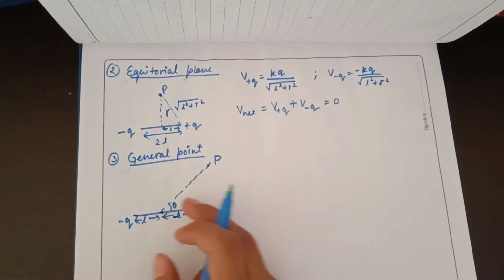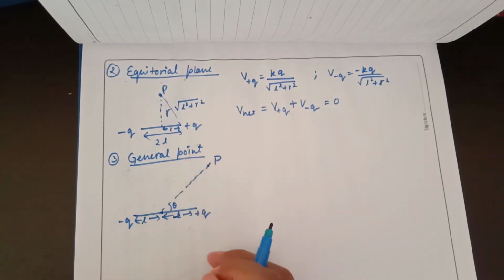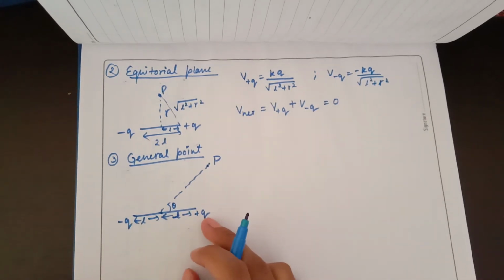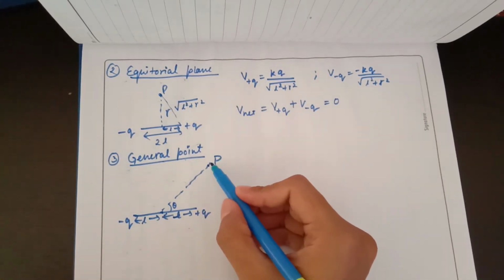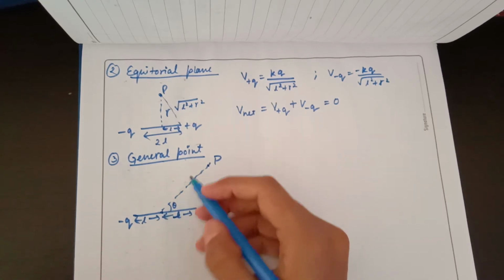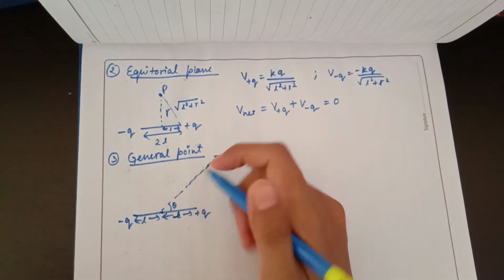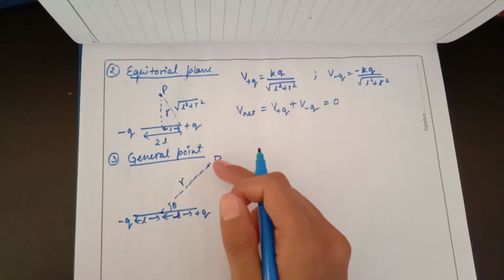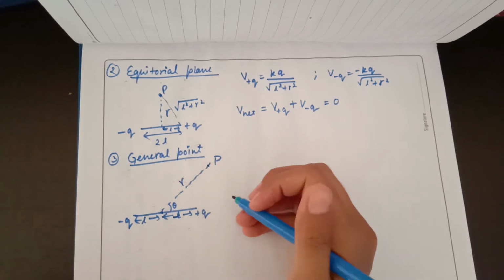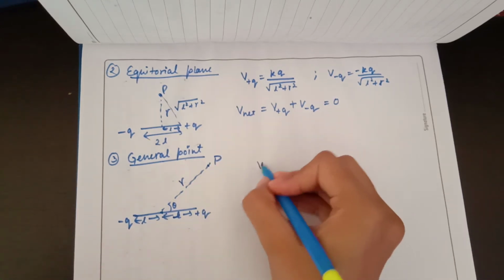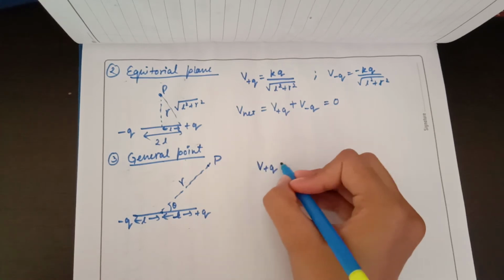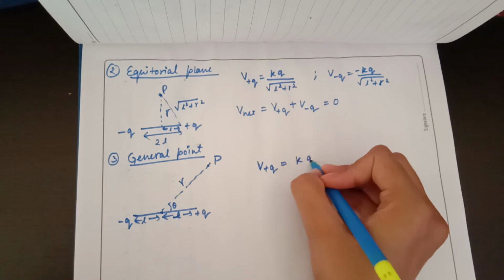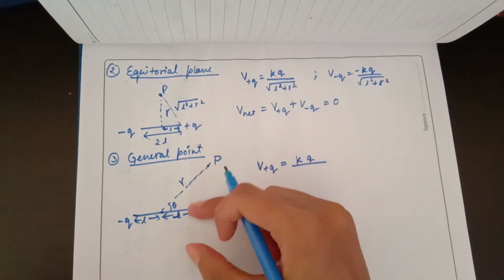Next is the potential at any general point. As you know, this is your dipole. It has one negative charge and one positive charge. Suppose a point P is situated at an angle of theta from it, and the distance between these 2 points is R, and I want to calculate the potential at this point. So the potential due to this positive charge, V plus Q, will be equal to Kq divided by the distance between these 2 points.